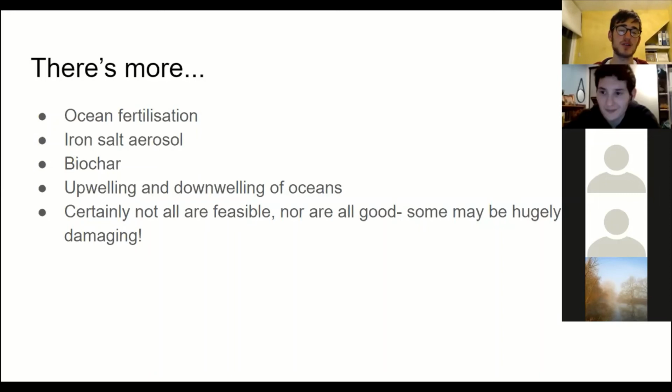There's also things called biochar, which I might explain later in another one. There's also ways that we can influence the movements of water up and down in oceans. But I'd say a lot of these, particularly the ocean-based ones that require huge changes to the way the ocean-based systems work, are tinkering in a system we don't understand and could actually have damages that are worse than the problem they're trying to solve. And certainly not all of these are feasible. Certainly not all of them are good. In fact, some of these must be hugely damaging.